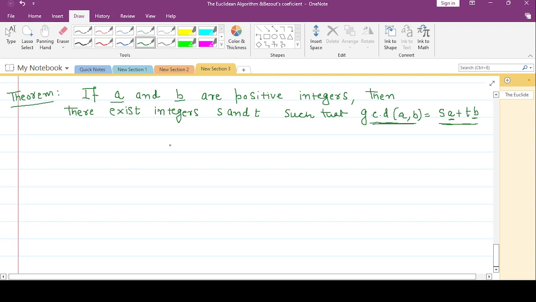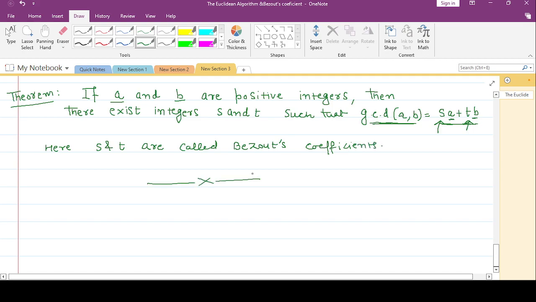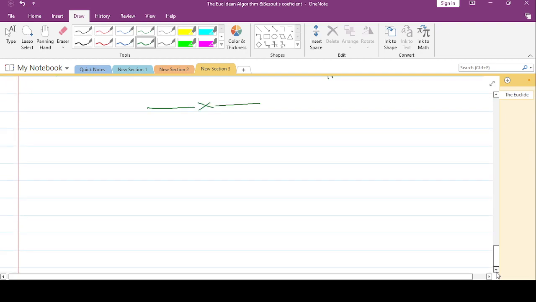Here these numbers S and T are called Bezout's coefficients. Okay, S and T are called Bezout's coefficients. So now we solve one example for finding the Bezout's coefficients.